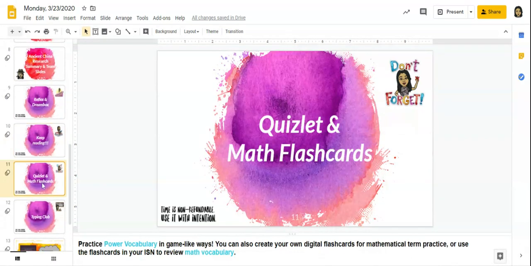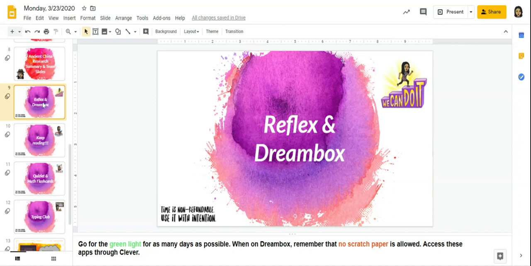These 4 slides that are in purple, those are your may-dos. Those are things, please, to keep in mind. Reflex, always going for that green light. You can get one a day, and so I encourage you to get a green light every day if you possibly can.